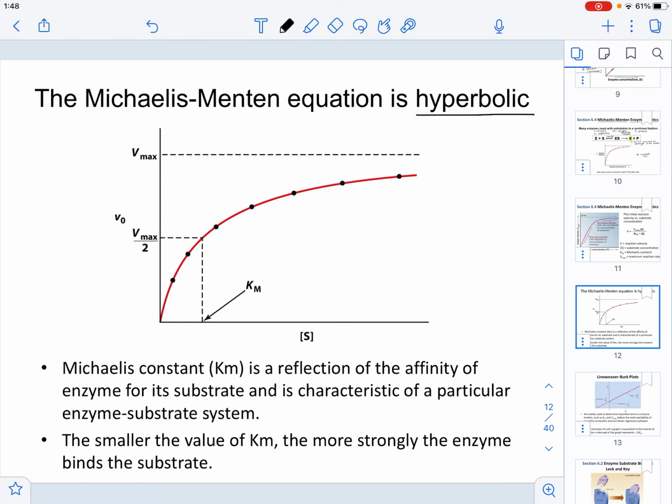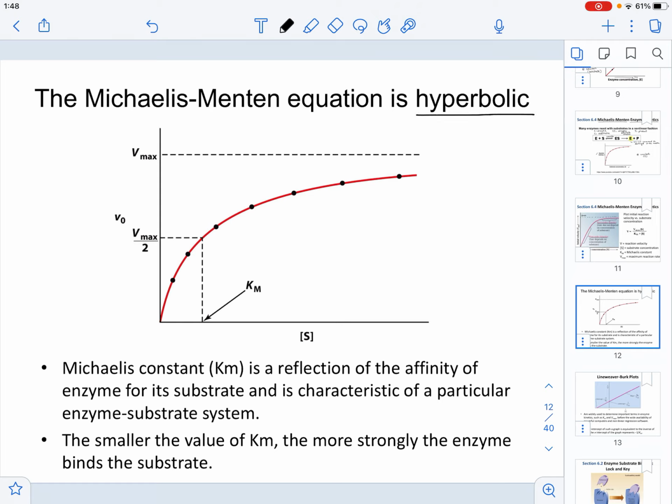So at times you will see that when people look at Km, if the value is really low, it suggests that your enzyme has a high affinity to its substrate. In general, the Km is a characteristic of a particular enzyme substrate system. And overall, the Km is the concentration at which we have reached half of the Vmax for our kinetic curve, or for the kinetics of the reaction.